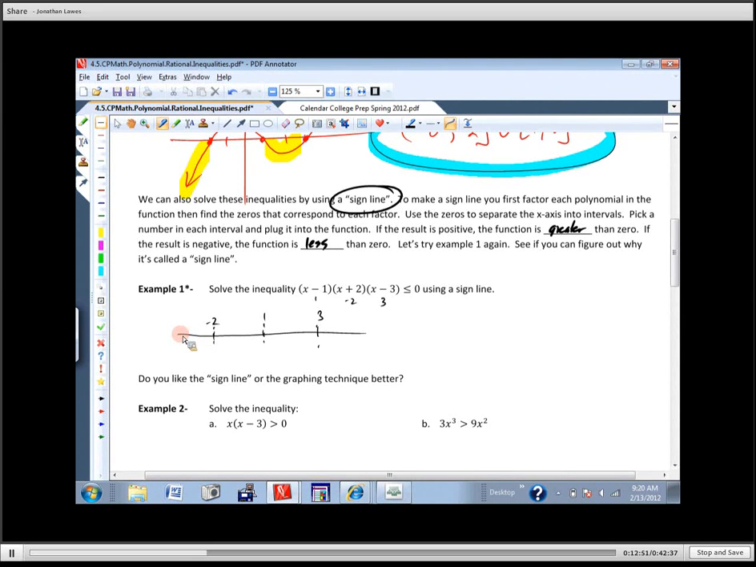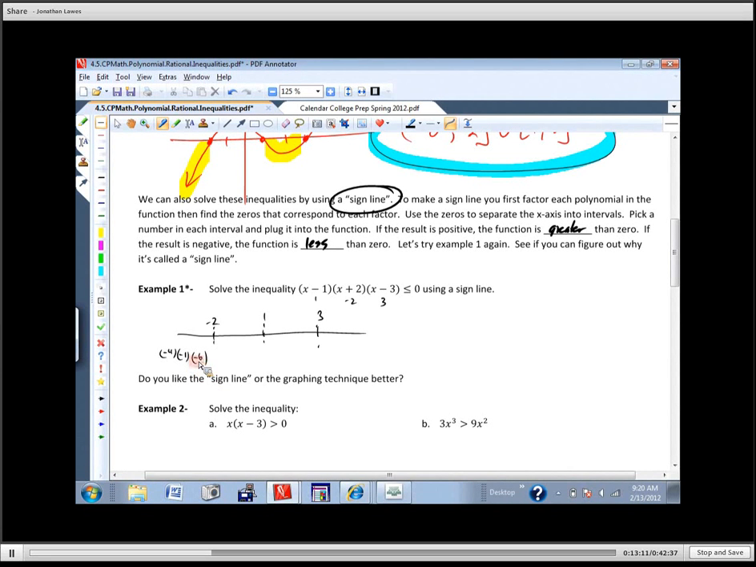So somebody want to pick a point that would be down here less than negative 2? Negative 3. Let's plug in a negative 3. If you plug in a negative 3, you get a negative 4 for the first one, a negative 1 for the second one, and negative 6 for the third. Everybody good there?